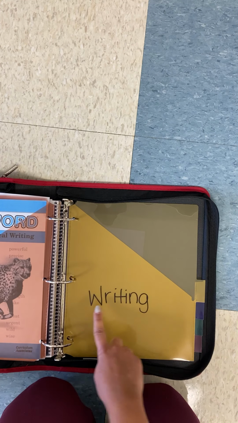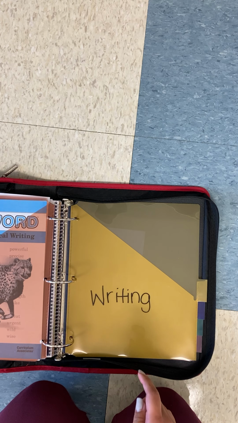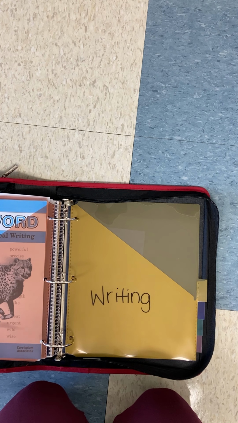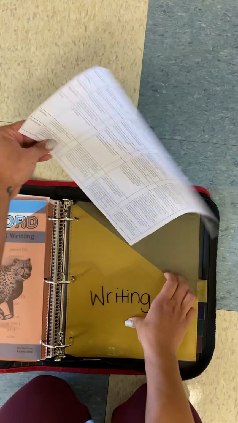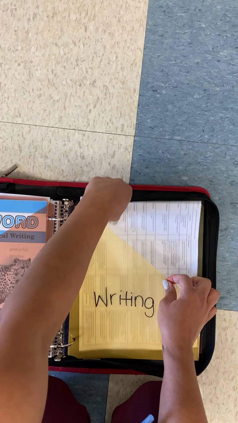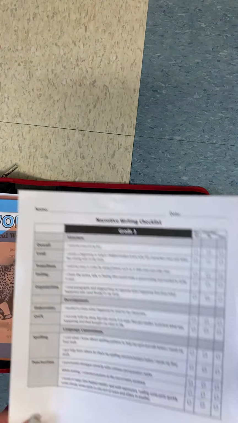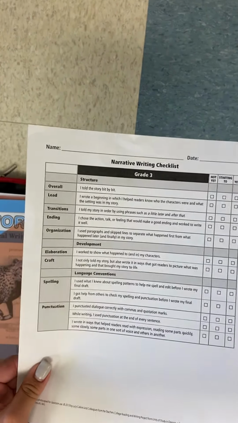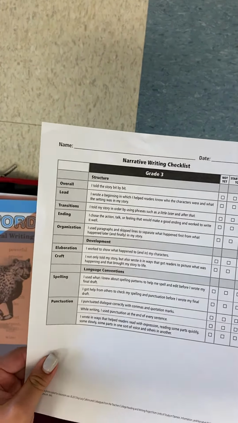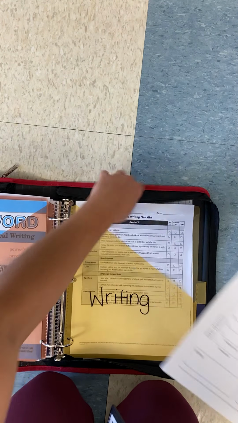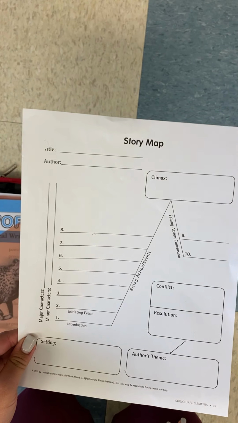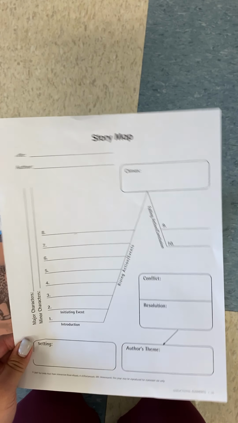Moving to our next pocket folder, yellow is for writing. We have 3 things that will go in our writing folder. This is a narrative writing progress tracker. It's a rubric. I'm going to insert that in my writing folder. Next up, you have a narrative writing checklist for grade 3. Finally, you should also insert your story map into your yellow writing folder.